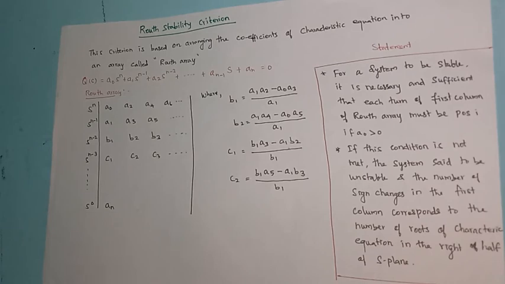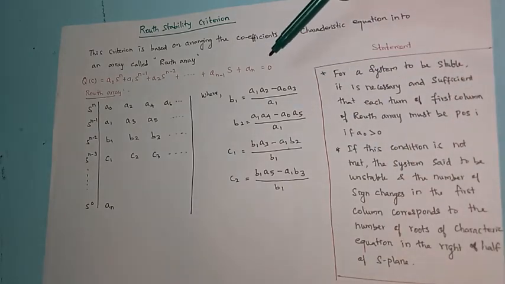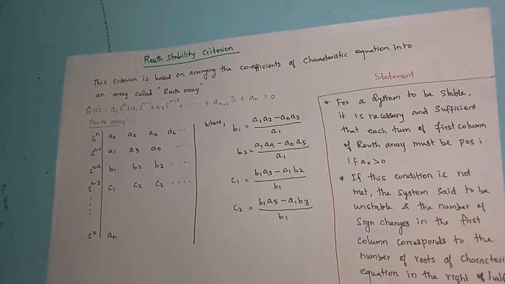Here, the equation is q of s equal to a0 s power n plus a1 s power n minus 1 plus a2 s power n minus 2 plus etc. plus an minus 1 s power 1 plus an equal to 0. So this is one of the polynomial equations or characteristic equations. We know that the characteristic equation is taken from the transfer function denominator term equal to 0.